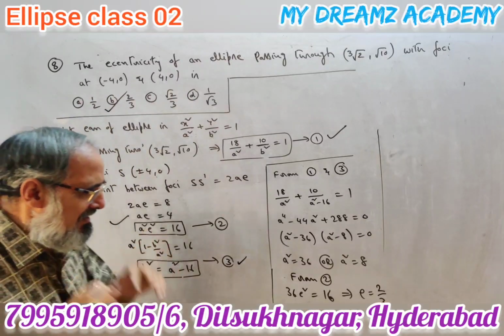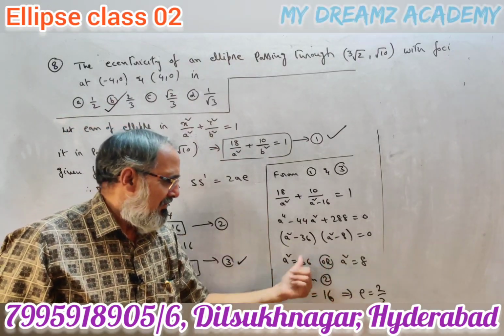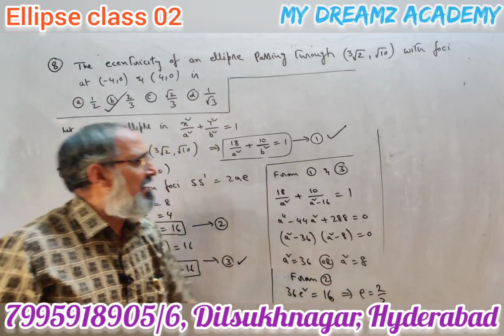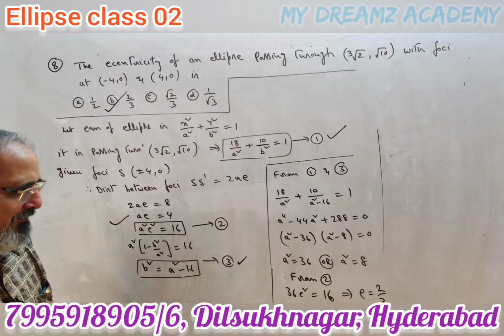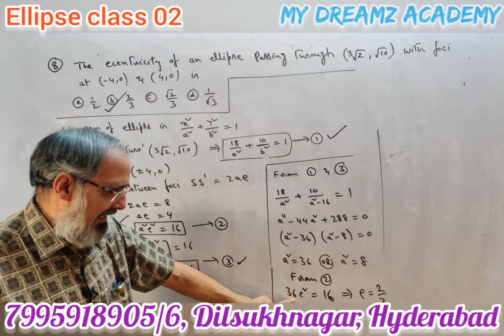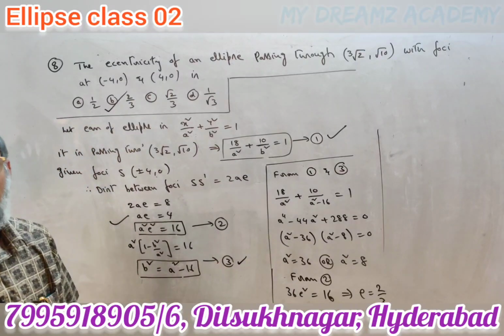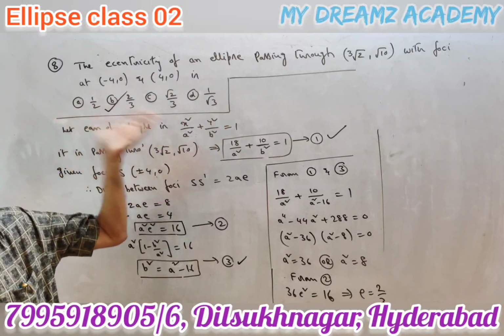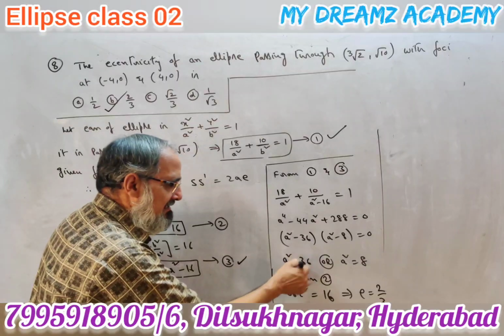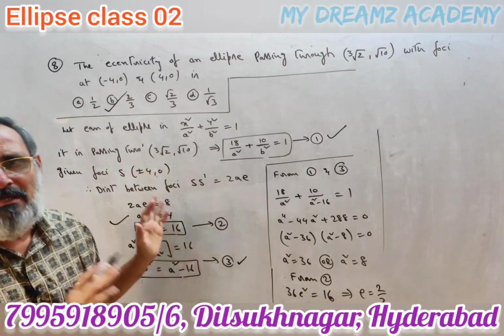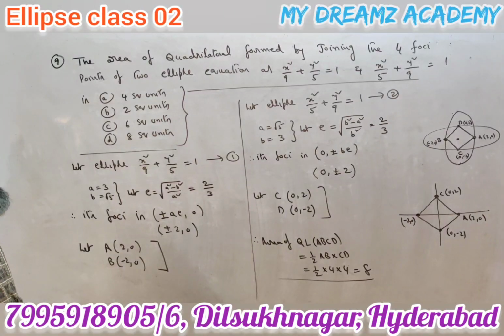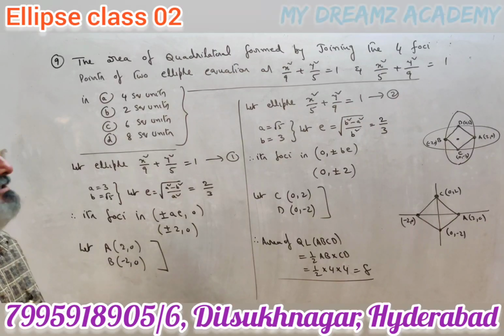Sometimes a question comes, sir, you selected 36, but a² equal to 8 also we can manage. Suppose a² is 8, then taking 16 by 8, e will be coming √2. No option is matching. That's why a² equal to 36 is the only one where an option is matching. And this is a very, very important design.